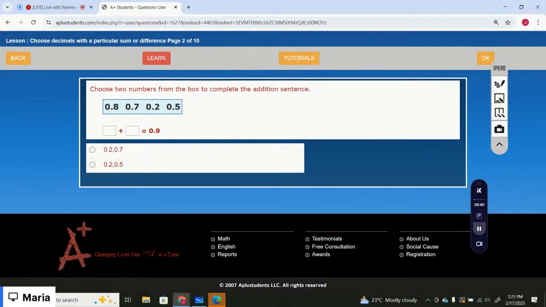Choose two numbers from the box to complete the addition sentence. So which two numbers have the sum 0.9?